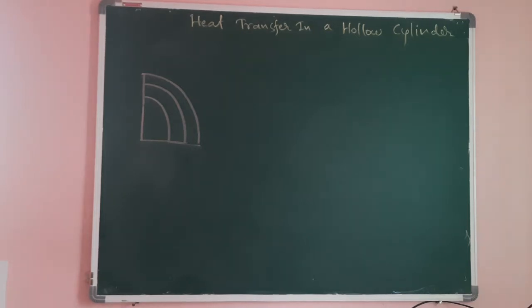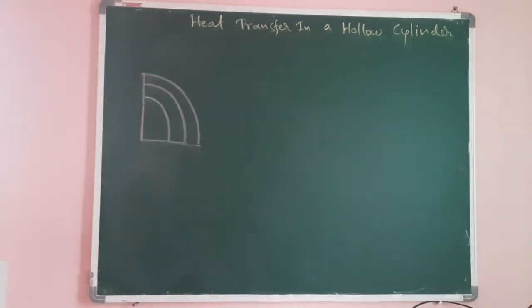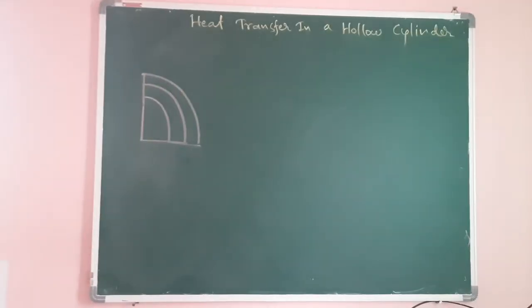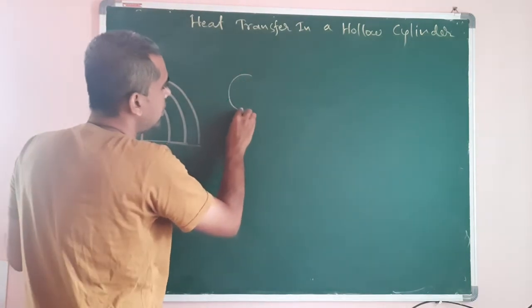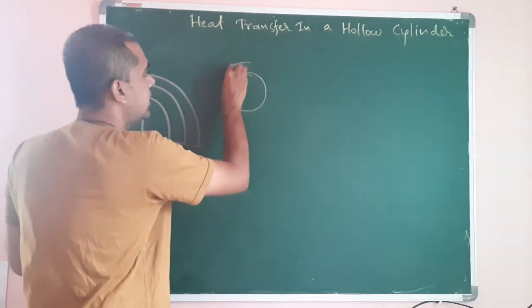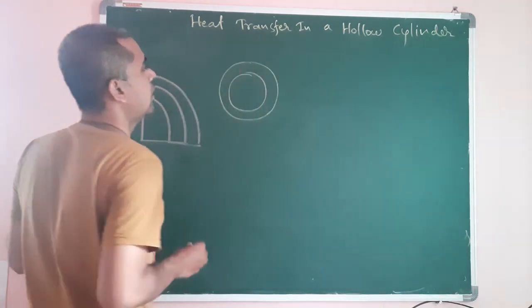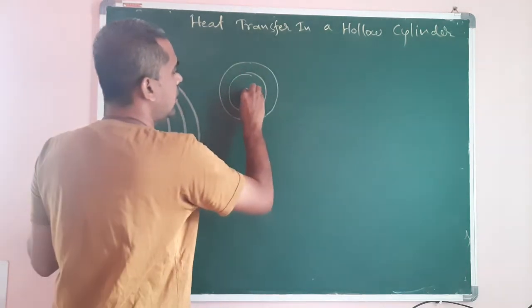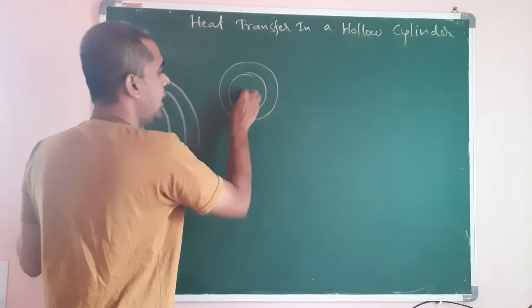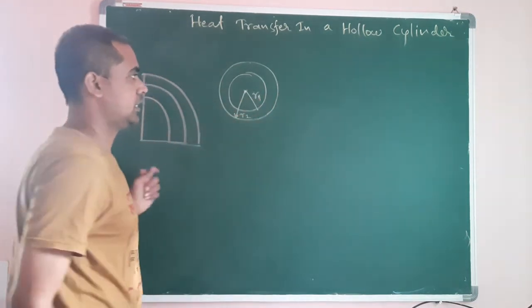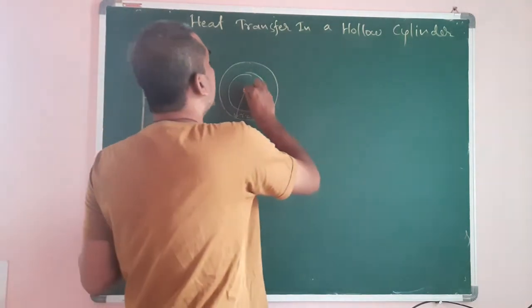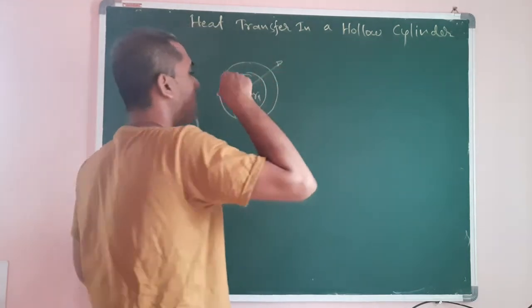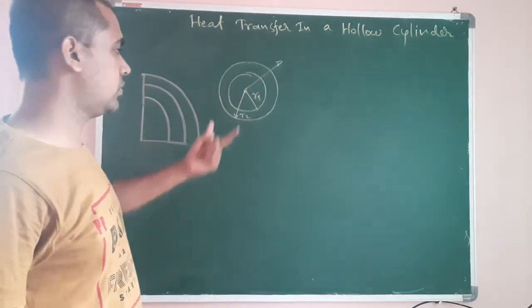Okay, we will discuss heat transfer in a hollow cylinder. Suppose there is a hollow cylinder. If R1 is the inner radius and R2 is the outer radius, consider heat transfer in the radial direction, that is, perpendicular to the axis of the cylinder.